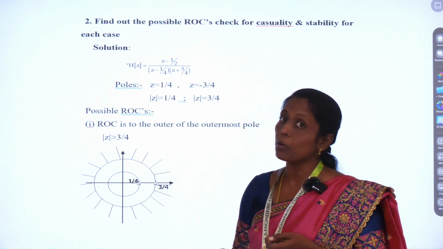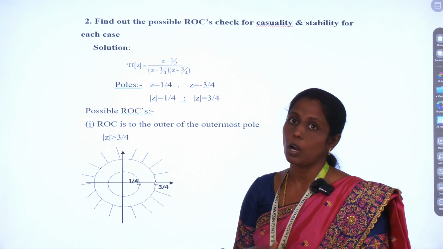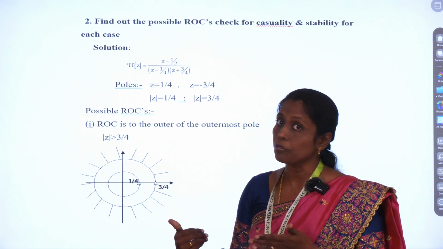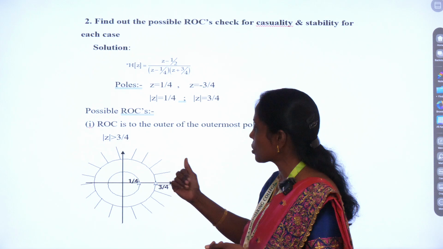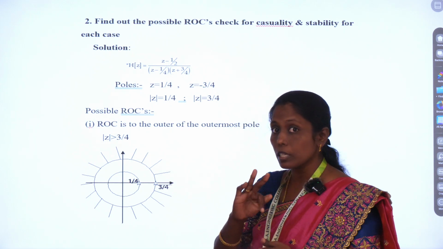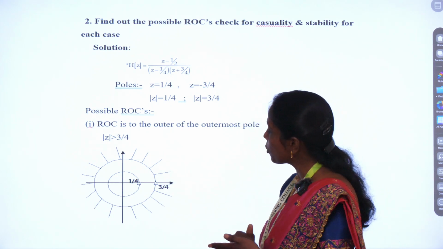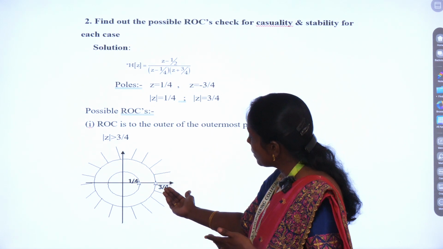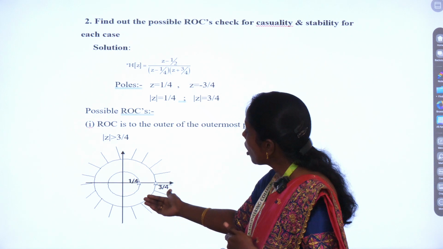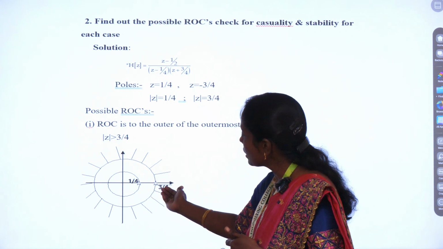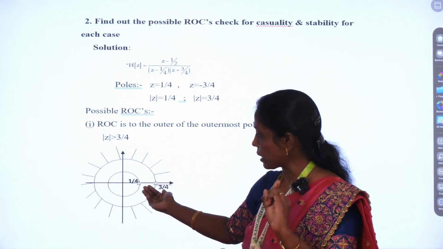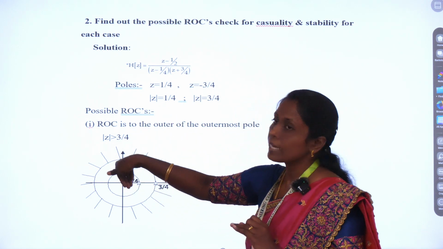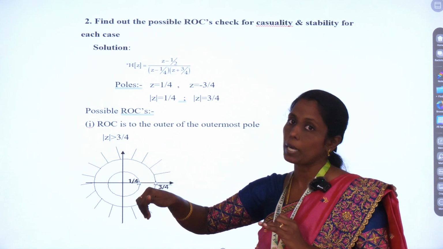Now check for the possible ROCs. How to identify what are the possible cases of ROCs based upon the poles only. We can check for the 3 possible cases. So what are the 3 possible cases? One case is we can consider ROC lies outside this pole 3 by 4. That is one case. And the next case is you consider ROC lies inside the circle of radius 1 by 4.